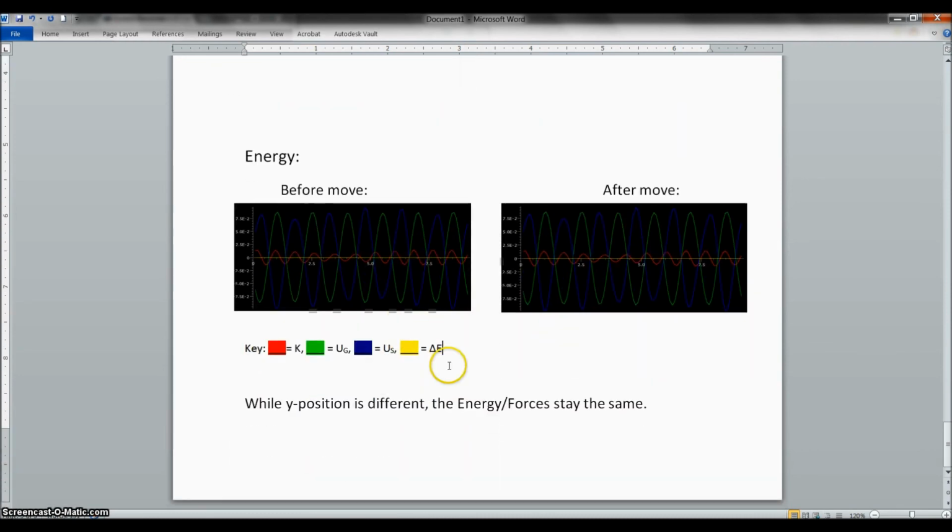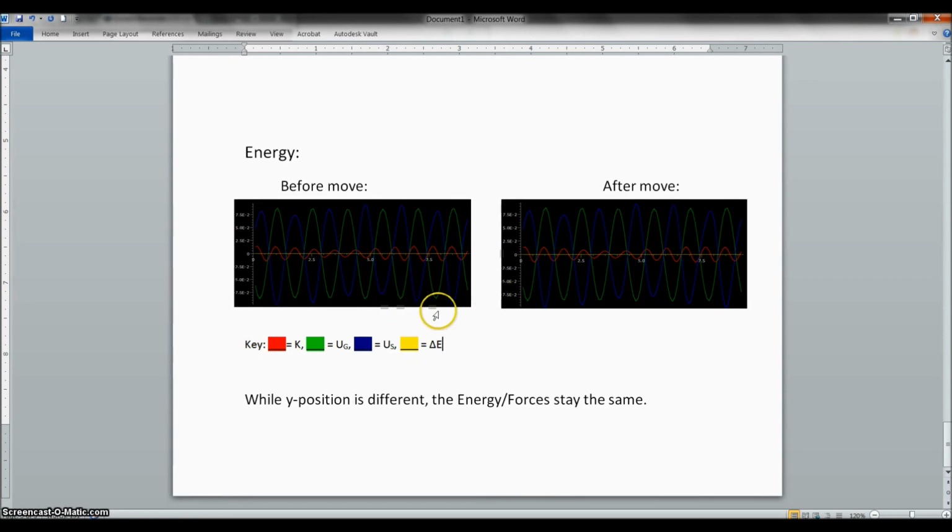We can also look at the energies before and after we move the origin. My key here is that the red graph is kinetic energy, the green graph is gravitational potential energy, the blue graph is spring potential energy, and the yellow graph is the total change in energy, which is 0 as per the energy principle. What we can see is that these are the exact same picture. They're from 2 different models, but the change in origin did not affect the energies at all. And so, again, while the y position values are different, the energy and forces stayed the exact same.